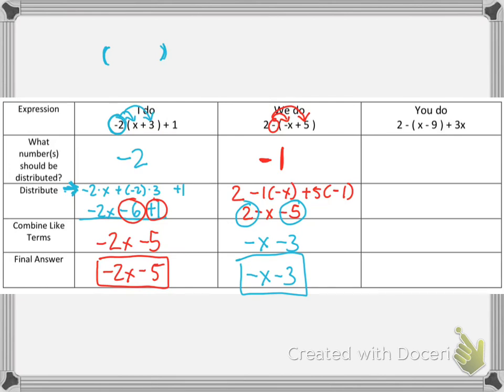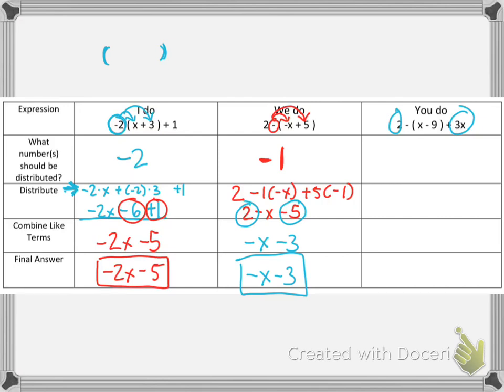Now, for the last one, this is a you do, and it is the next level. So go ahead and try this you do first. Try it all the way, and then come back and check your answer. Quick tip before you try it: don't lose track of the 2, and don't lose track of the 3x. All right, go ahead and try it.